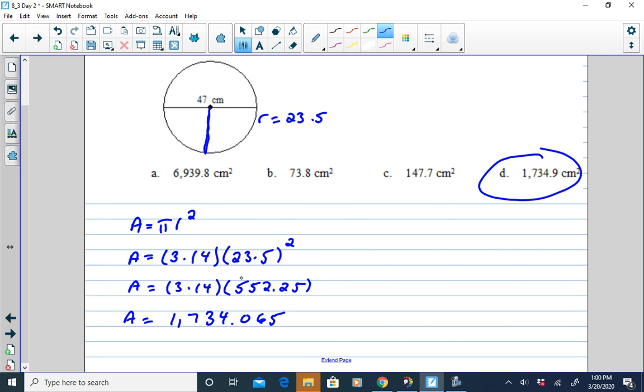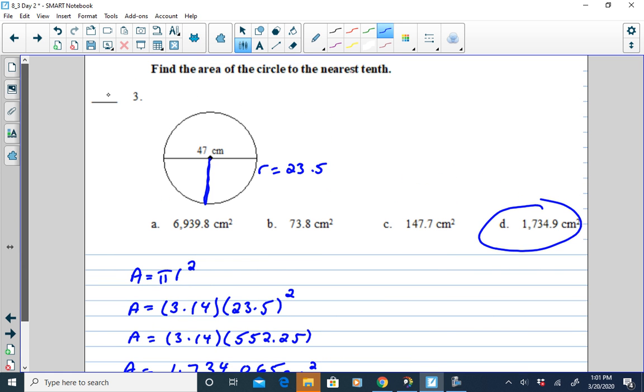So when you do a problem like this, you want to choose the answer that your answer is closest to using 3.14, and that would be answer D, and these are square centimeters. So for problem number 3, we should have answer D.